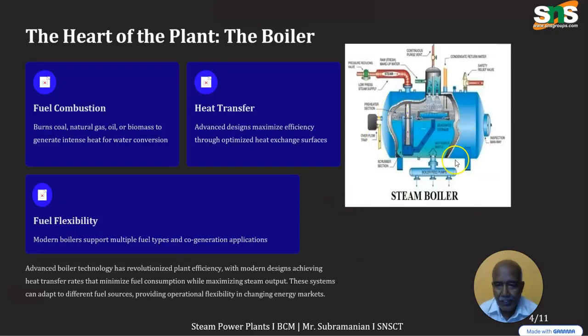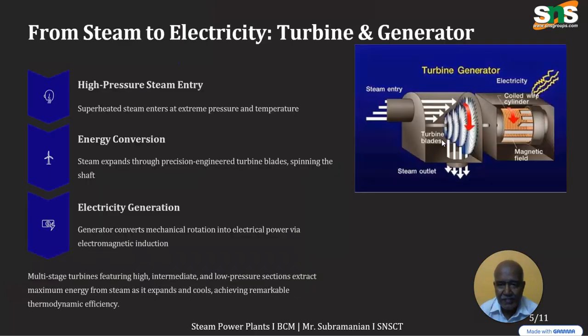This is a steam boiler, and here how the steam boiler works has been described. Here fuel combustion, heat transfer, and fuel flexibility are there. The turbine rotates at a higher speed because of the steam energy entering there, and the steam is dropped to the steam outlet for the cooling water itself.